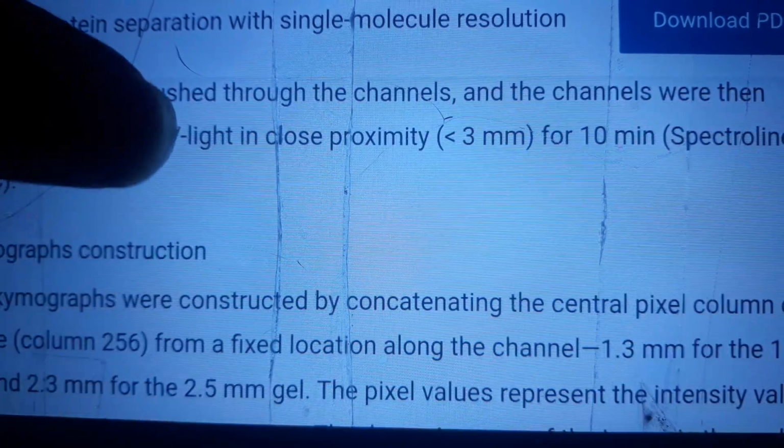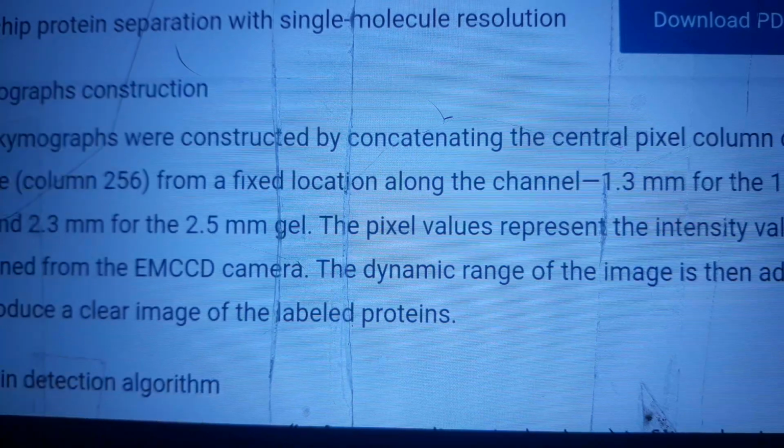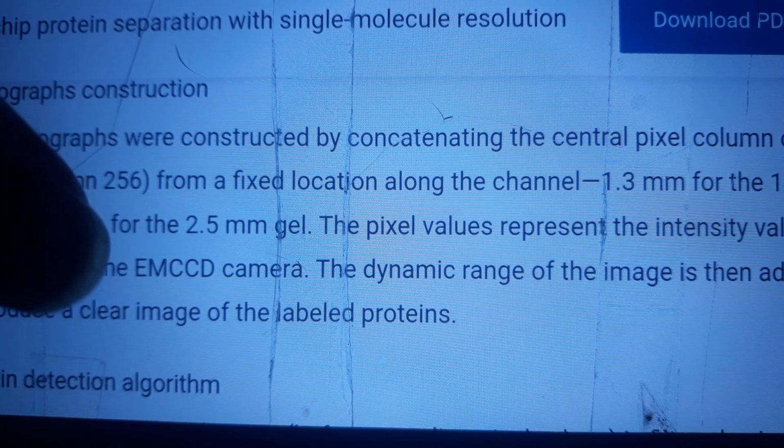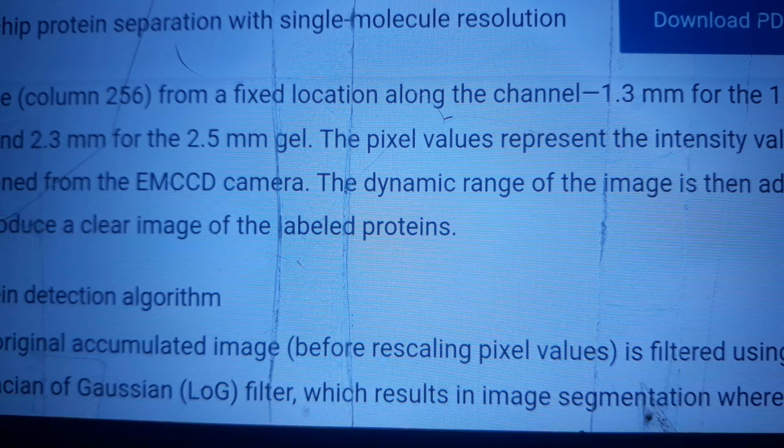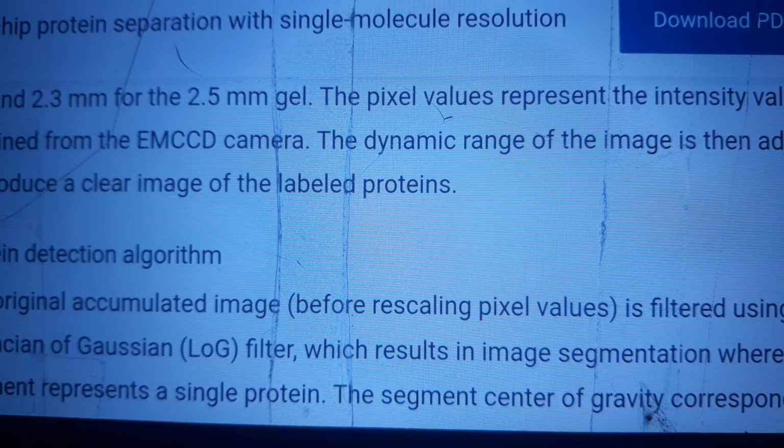Spectroline ENB 260C. Chymographs construction. The chymographs were constructed by concatenating the central pixel column of each frame, column 256, from a fixed location along the channel, 1.3 mm for the 1.5 mm gel and 2.3 mm for the 2.5 mm gel. The pixel values represent the intensity values obtained from the EMCCD camera. The dynamic range of the image is then adjusted to produce a clear image of the labeled proteins.